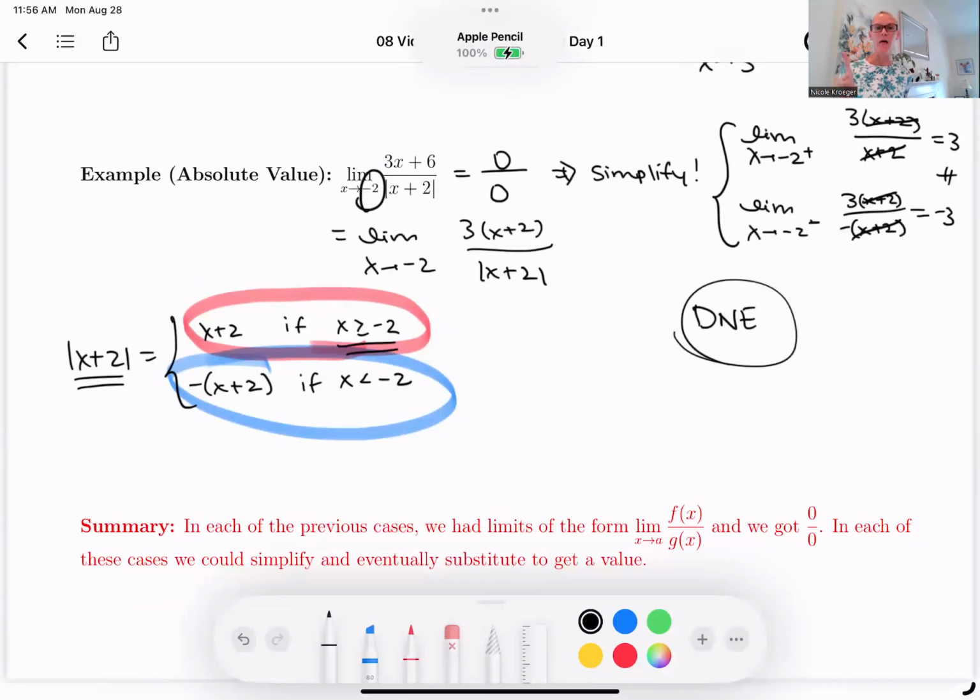Okay, this was a lot in one video, a lot of different techniques. The goal here is to remember that when we get 0 over 0 when we plug a number into a limit, we simplify. And that simplification can take lots of different forms, but really it's just using algebra, okay? And so we'll see a lot more examples in class and hopefully make this make more sense.